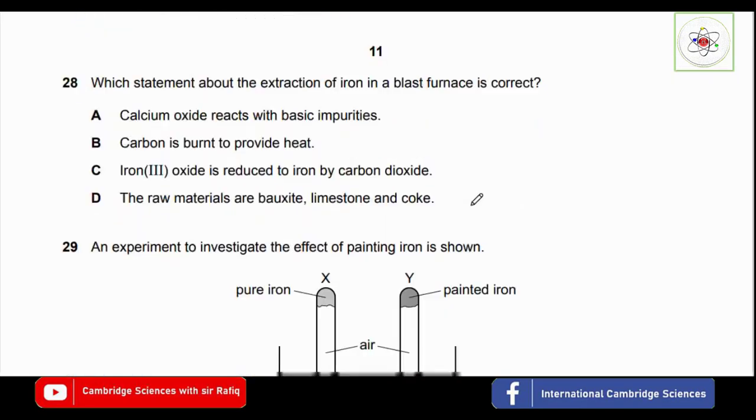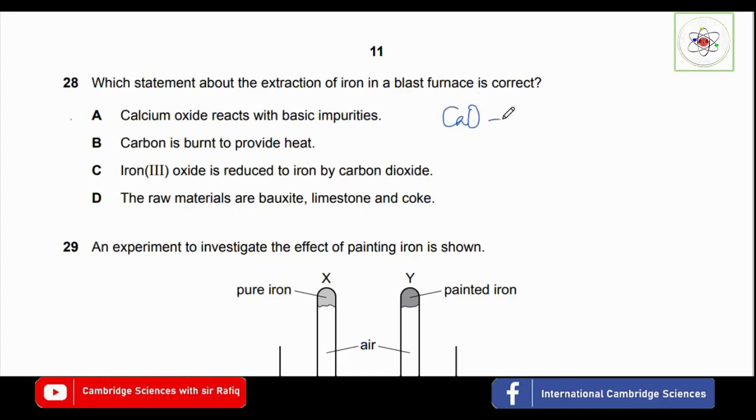Which statement about the extraction of iron in a blast furnace is correct? Right, so calcium oxide reacts with basic impurities. Does it look correct or not? Calcium oxide itself is a basic oxide, and it reacts with the acidic impurity, silicon dioxide.